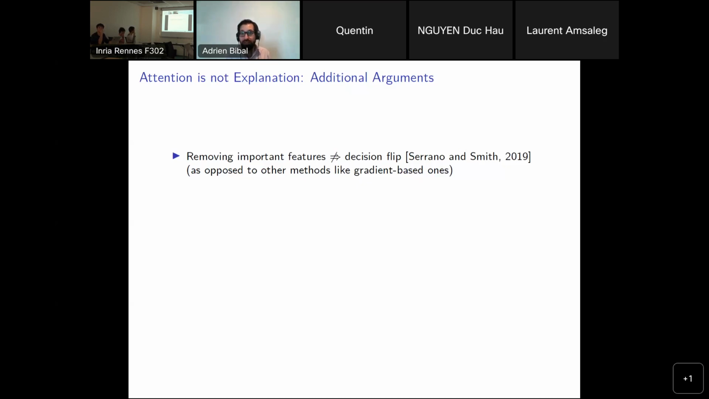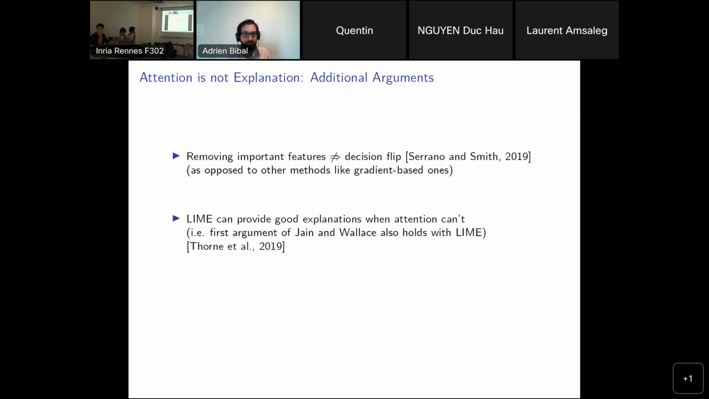And worse, in fact, when removing important features with other explanation methods, like gradient-based methods, in that case, you have a decision flip with this procedure. So that's something that goes against attention, and that can suggest that attention is not a good way to explain what the model is really doing.